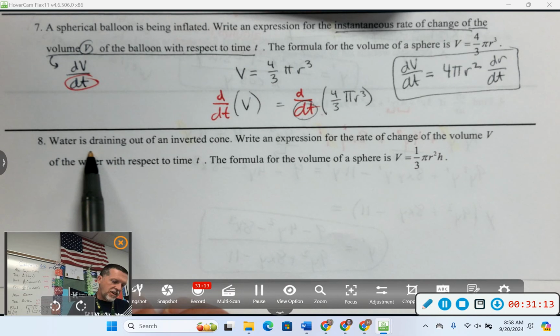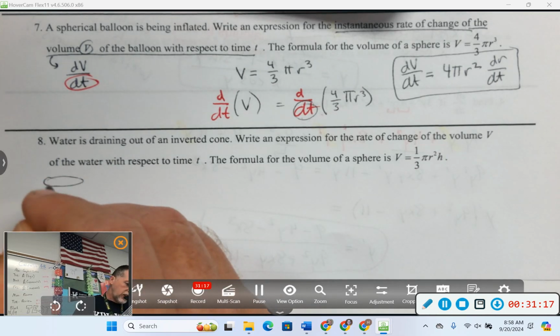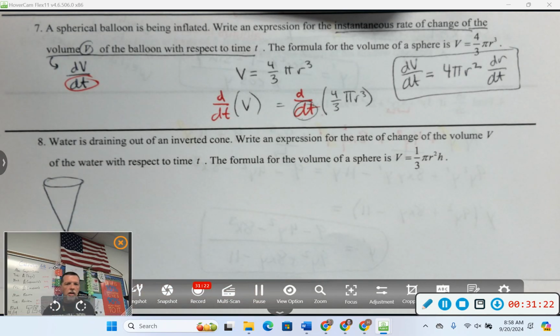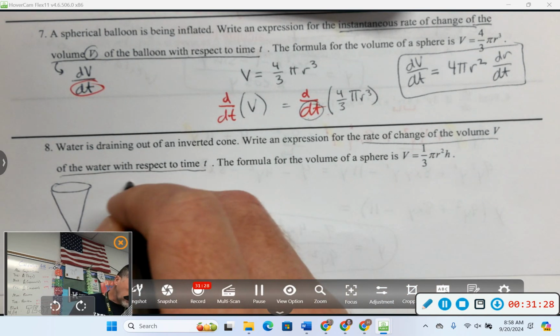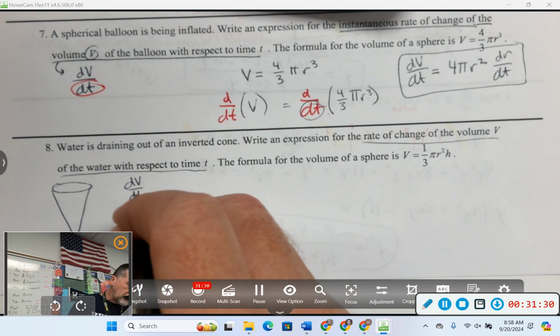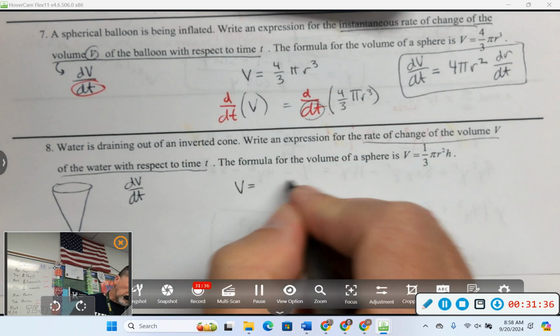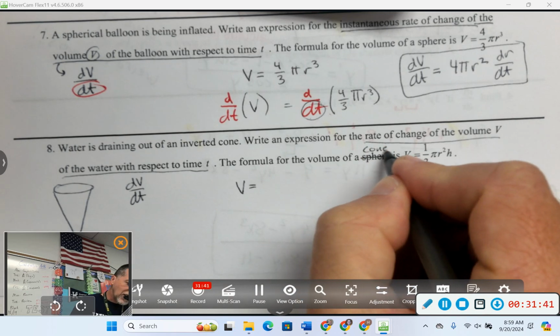Number 8, and final. Water is draining out of an inverted cone. So like an upside down cone. Write an expression for the rate of change of the volume of the water with respect to time t. So again, we're looking for dv dt. Volume of a, whoops, that should not say sphere, that should say cone.